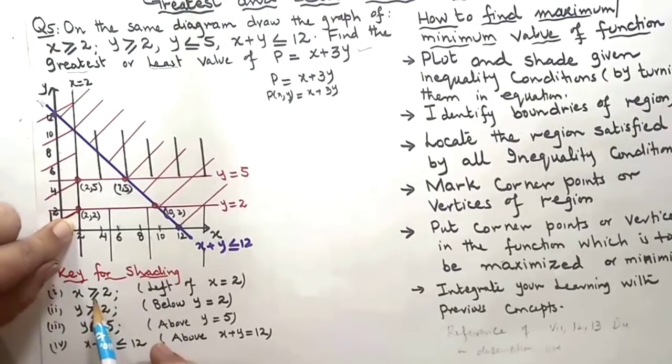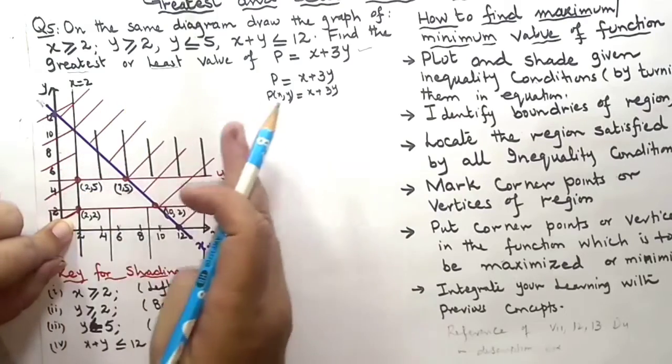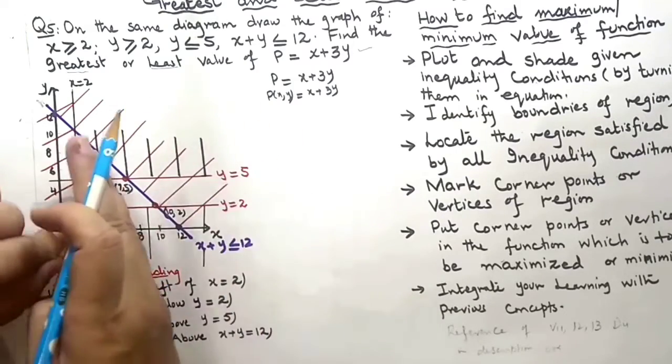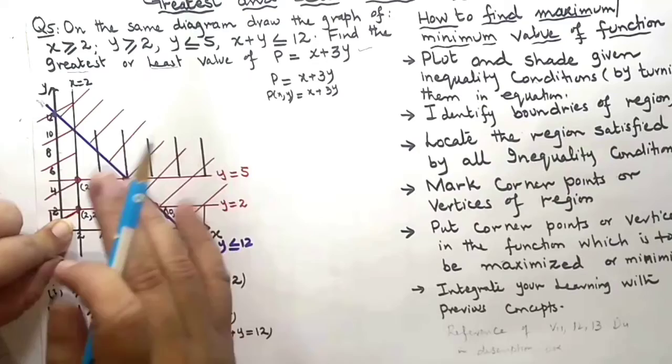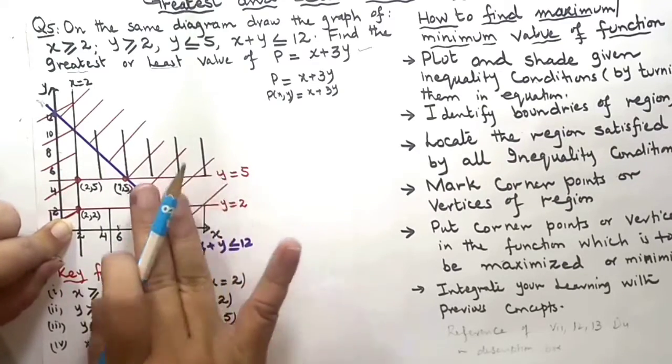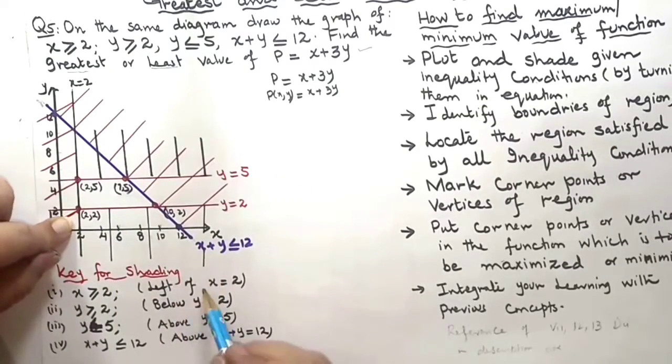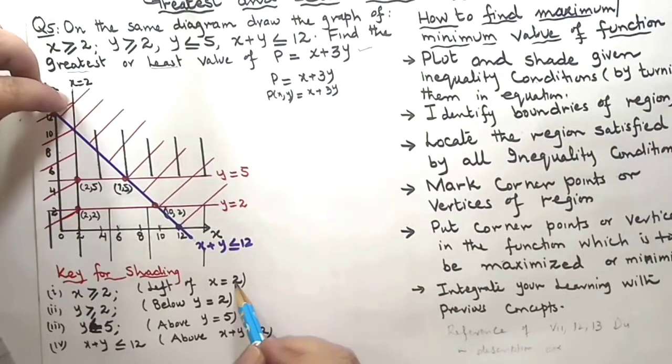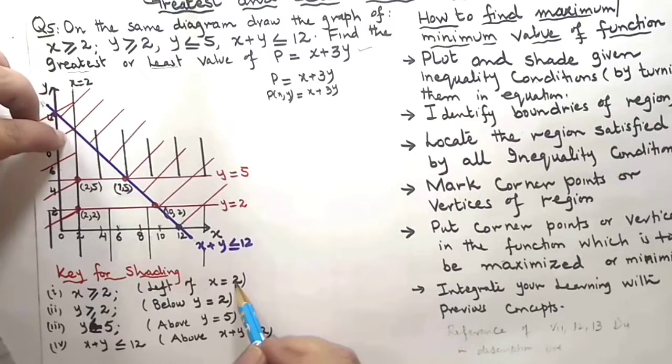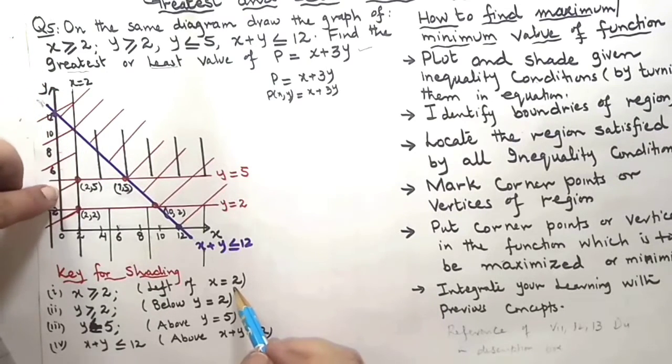And as we need the region greater than 2, means we need the positive values of x which are more than 2. So I do not have to shade this side. I will be shading left of x equals to 2. So for this part, I have to shade towards this side.